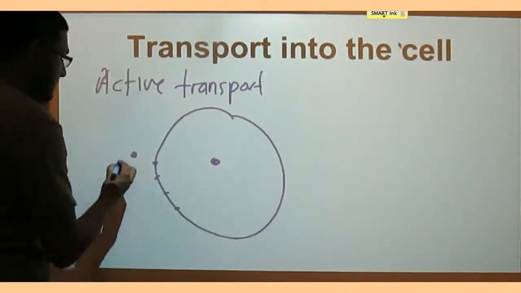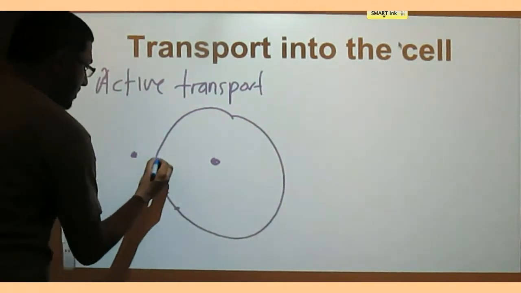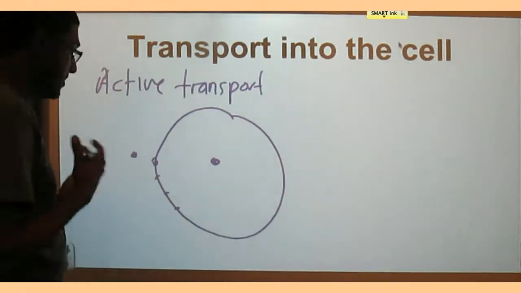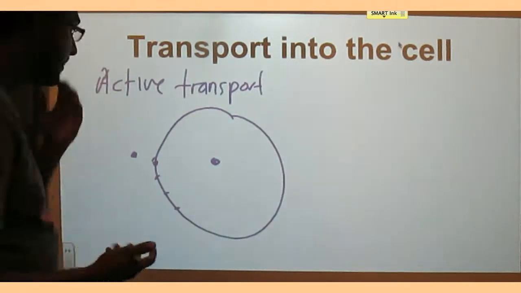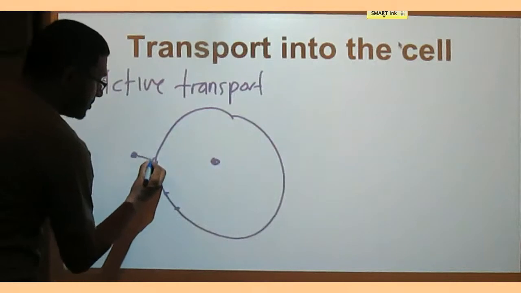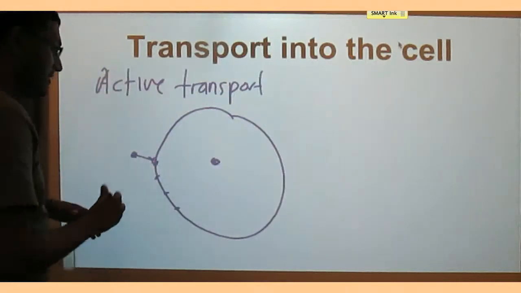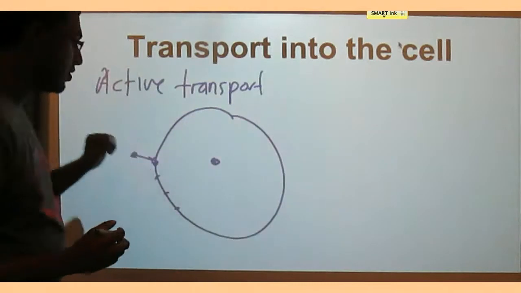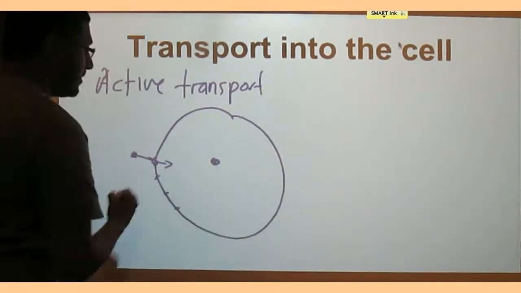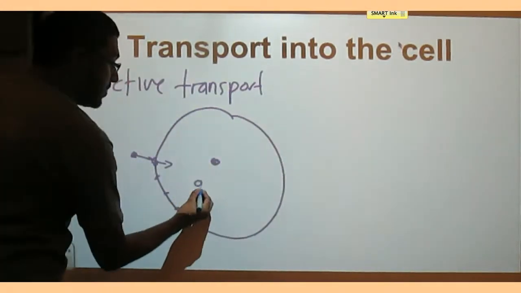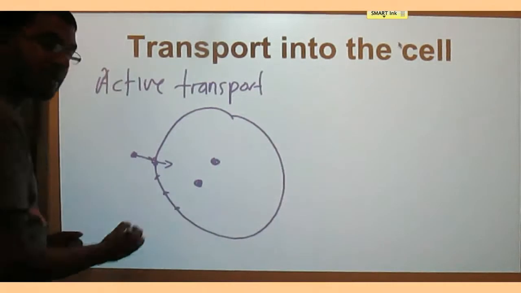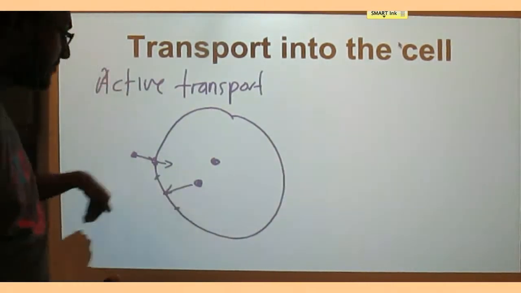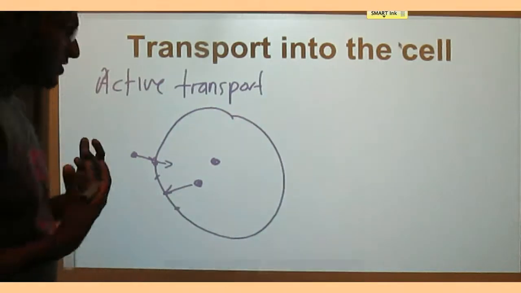The cell will use energy, and there's a protein here. I don't want to go too much into higher science, but what you need to know at this level is that there's a protein that's going to take the particle into the cell, but it uses energy to move that particle in. Similarly, if there's a large particle inside that cannot pass through the semi-permeable membrane, the cell will pass it to the outside by using energy.